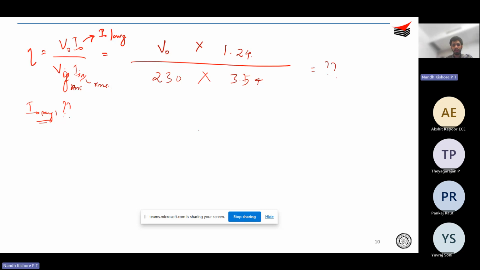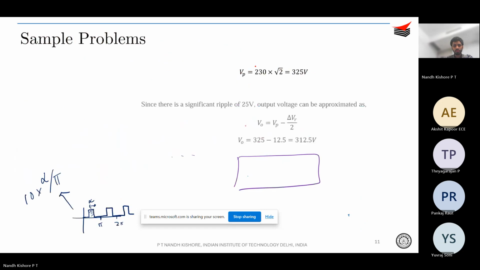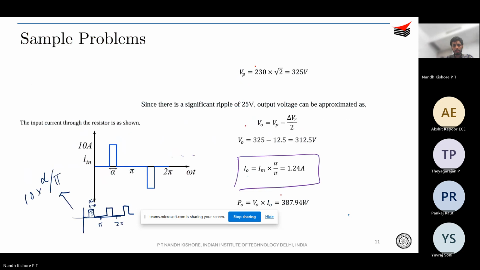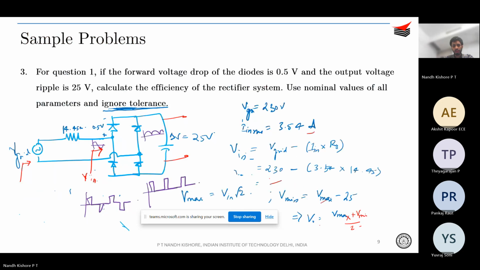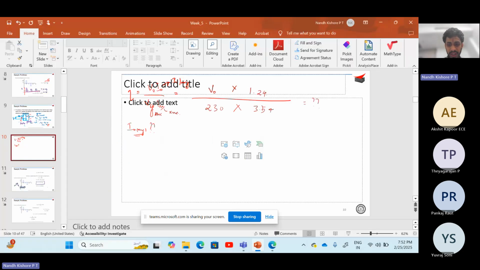Simple, right? So V naught you can calculate from here. So till this point, is it fine? Is it understood how we did so far?